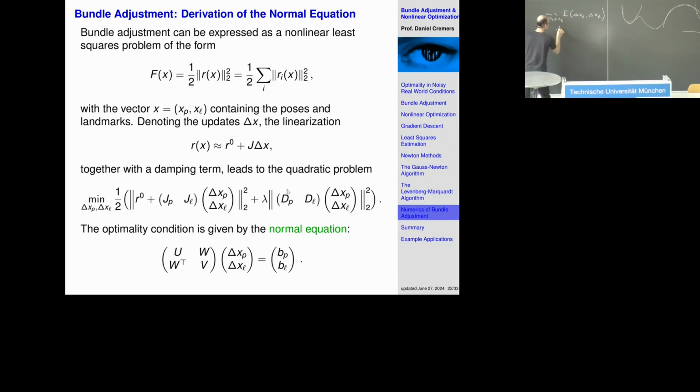And we do so by setting dE by dx, p and l must be equal to 0. And since this loss function is quadratic in these, this equation will be a linear equation and it will be of this form. You can do this at home. You can actually compute the derivative of this with respect to this vector delta xp delta xl, and you get a linear equation system, and then you'll know what bp and bl are. I didn't write them out here, but you can do that at home. So it's constant. The unknowns are these, and these are all constants.